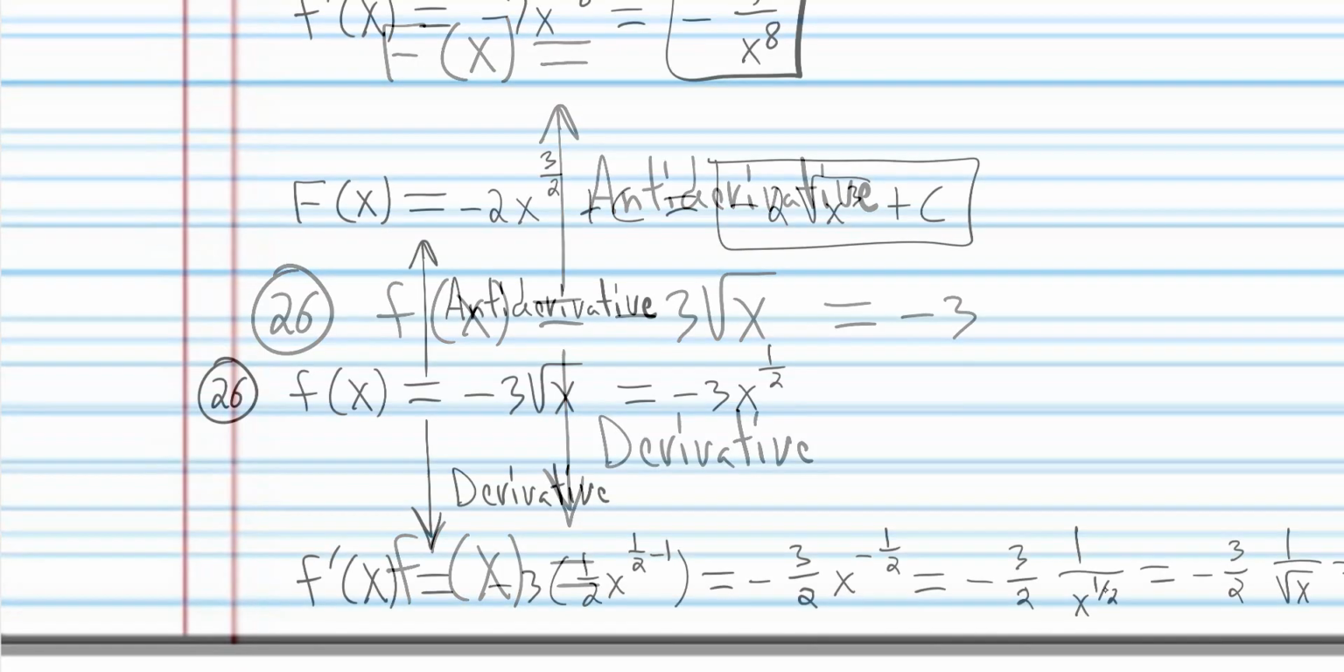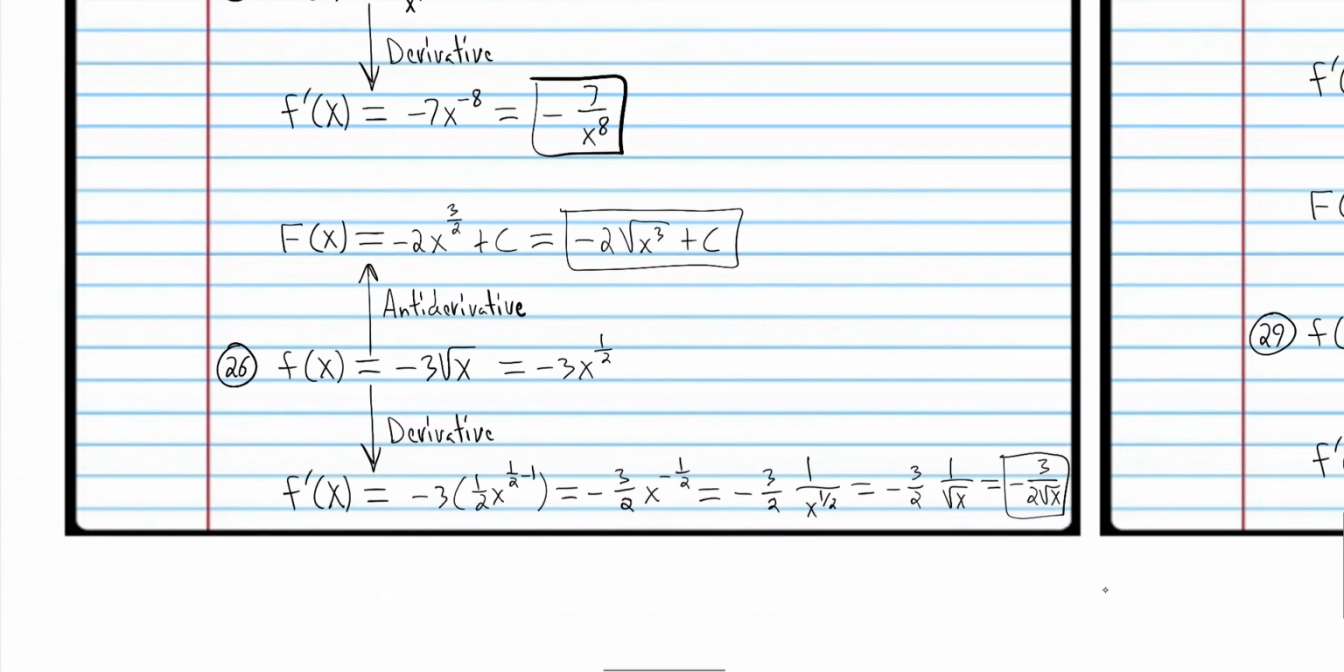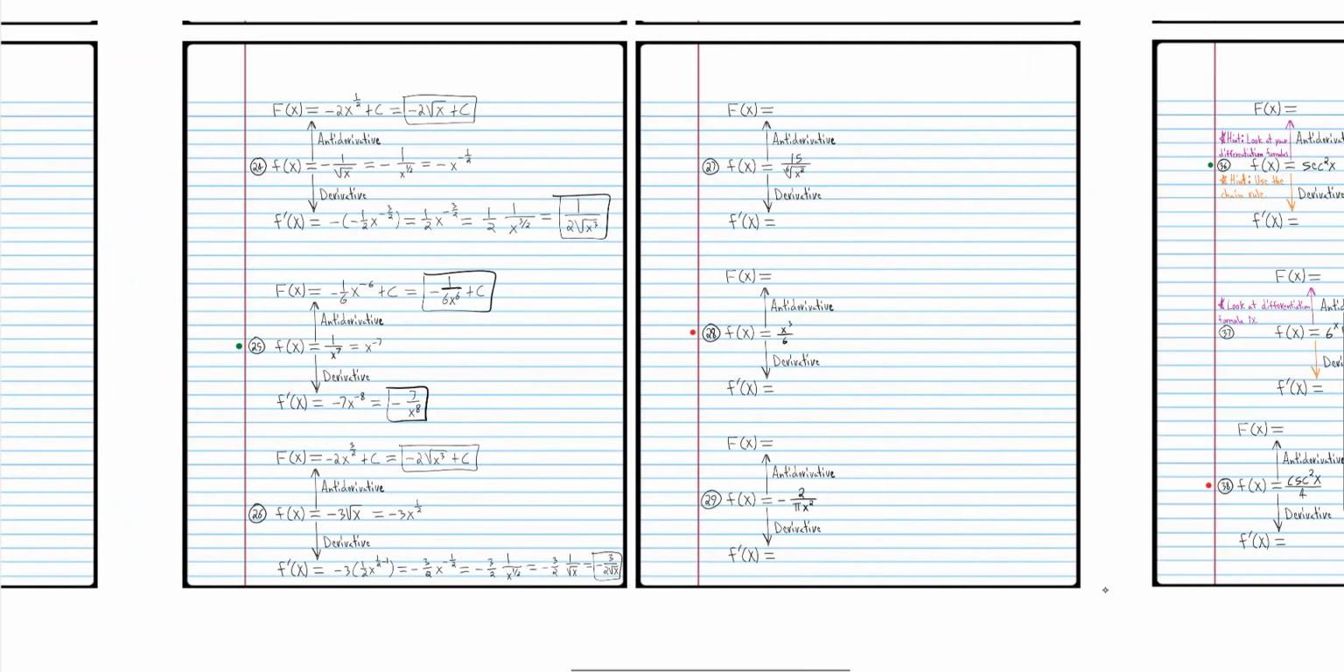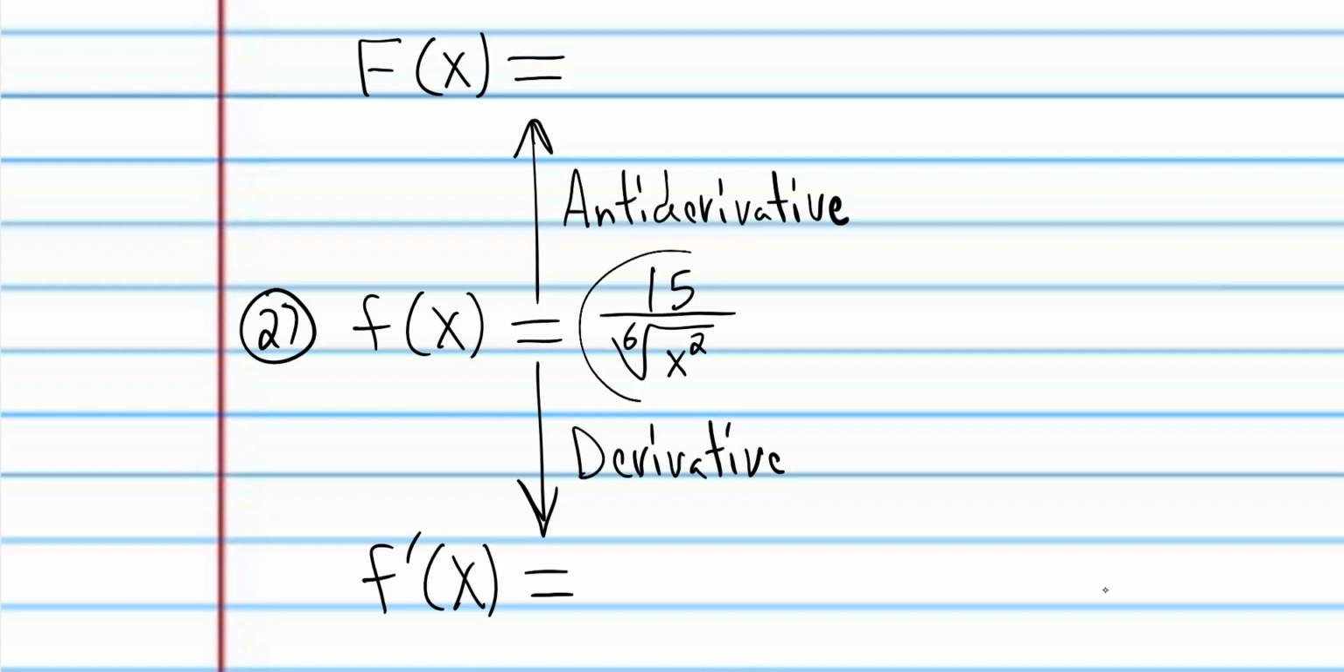Okay, we're back. So if you got that right, excellent. All right, go ahead and try number 27. We have to change the form of this before we can find the derivative, or the antiderivative.